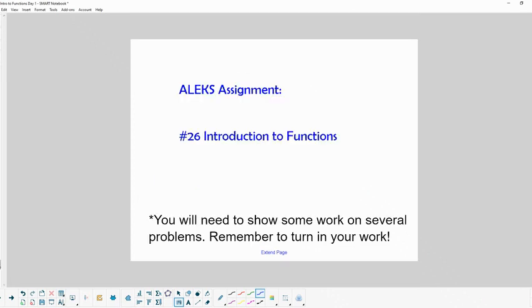Okay, so our assignment on this go around is called number 26, Introduction to Functions. So good luck with that and have fun.